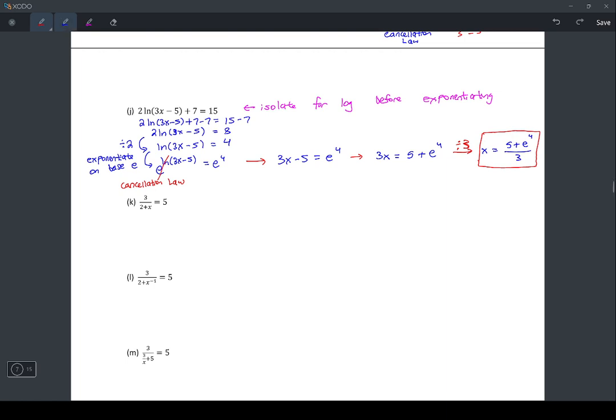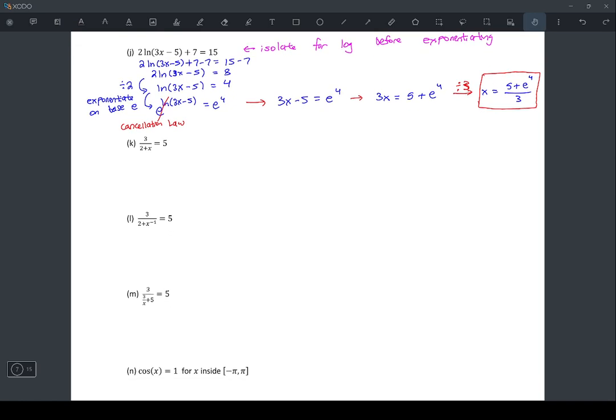Okay, now the next problem, we escape from logs and exponentials. We get back into fraction expressions. 3 divided by 2 plus x is equal to 5. And begin by cross multiplying. So 3 is equal to 5 times 2 plus x. We distribute the 5 through the bracket. So 10 plus 5x on the right.